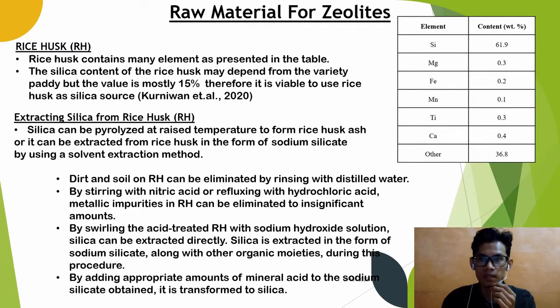Rice husks contain many elements as presented in the table. As you can see in the table, the silica content is more than 60%. The silica content of the rice husk may depend on the variety of paddy, but the value is mostly 15%. Therefore, it is viable to use rice husk as a silica source. Silica can be pyrolyzed at raised temperature to form rice husk ash, or it can be extracted from rice husk in the form of sodium silicate by using a solvent extraction method.